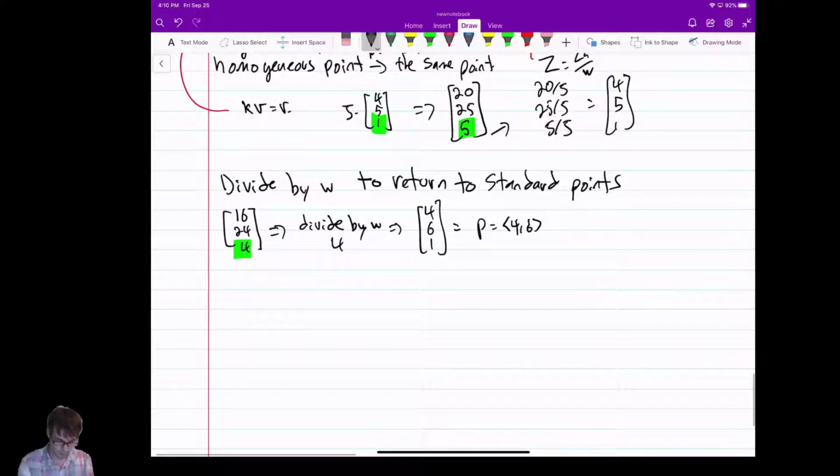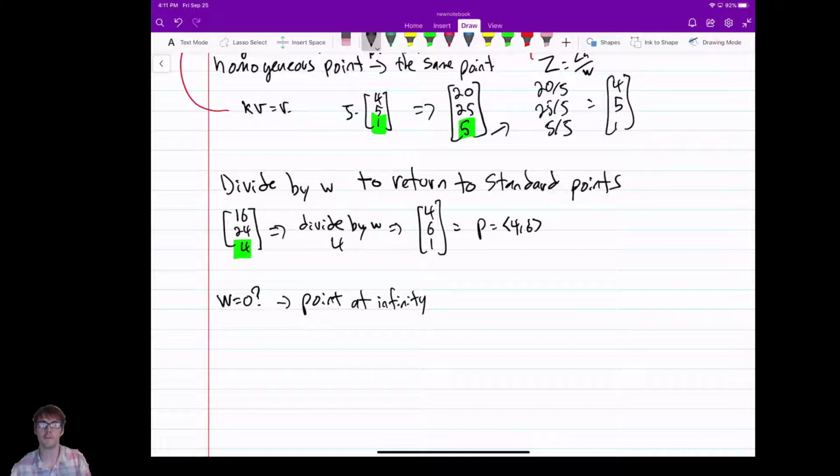Okay. What happens when W is 0? That tells us about a point at infinity. Which makes sense. We can't come back from infinity. We can't standardize it. We can't divide by it. We can't normalize it. It all adds up. So we can't divide.